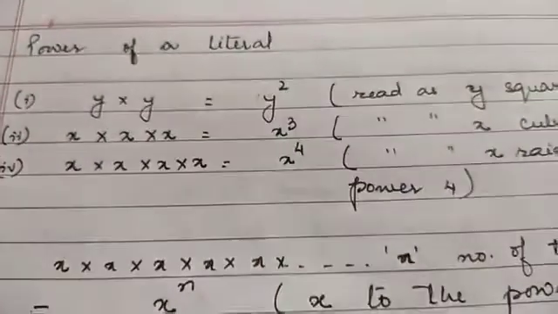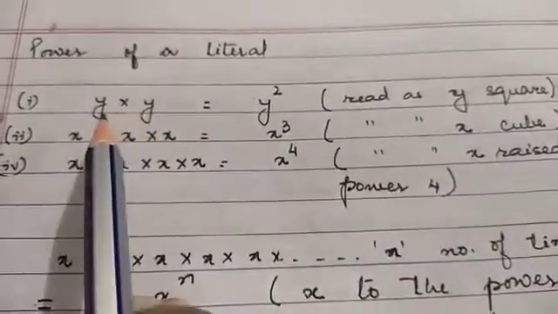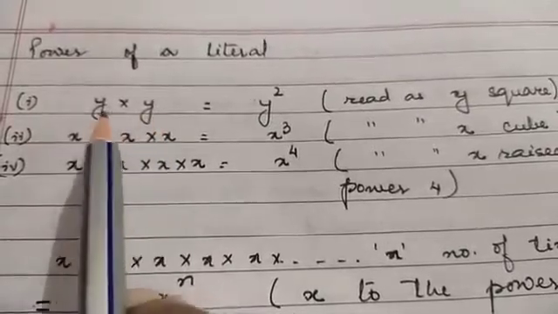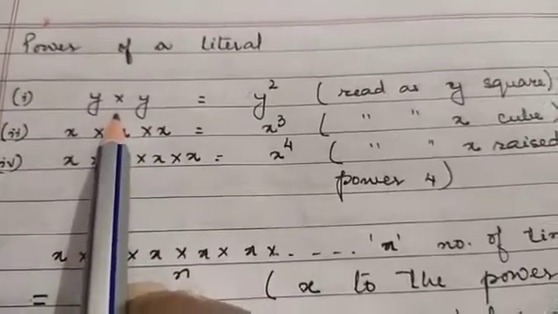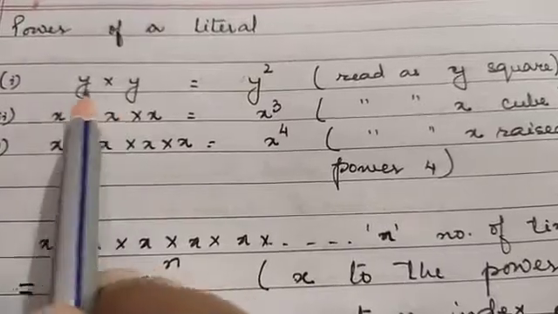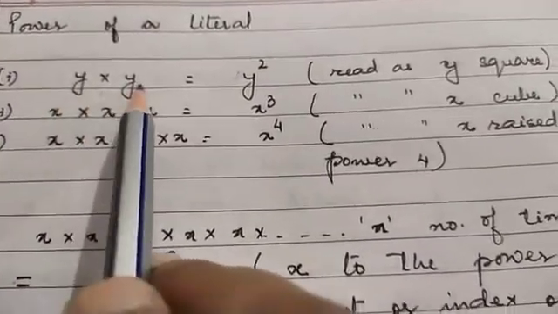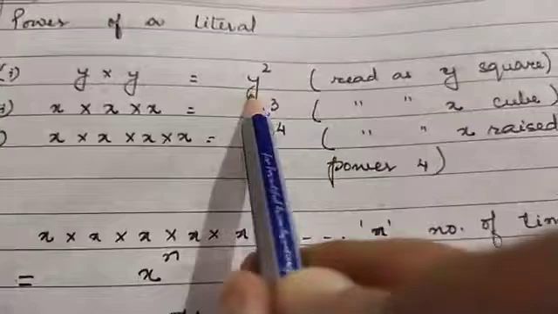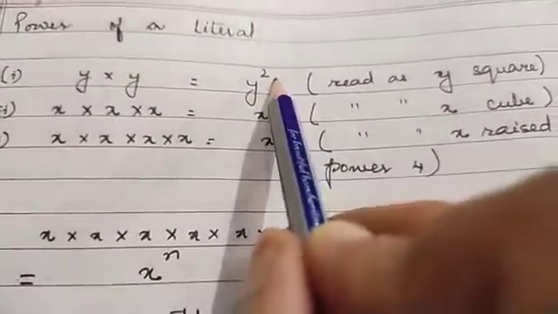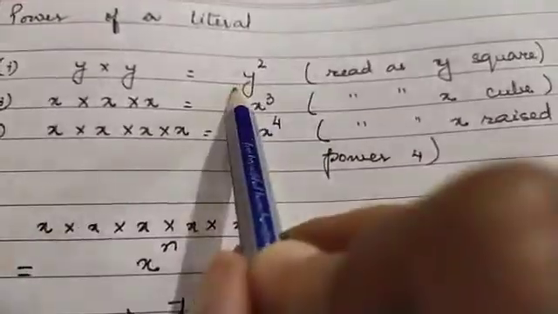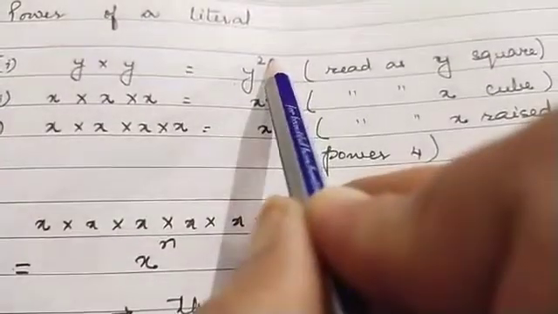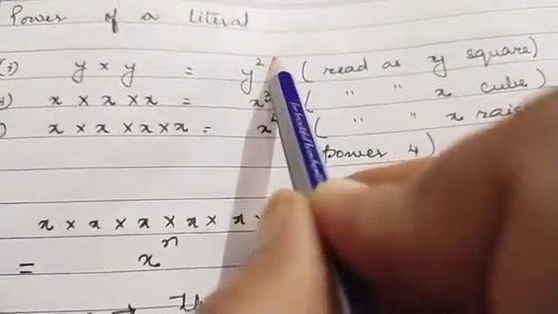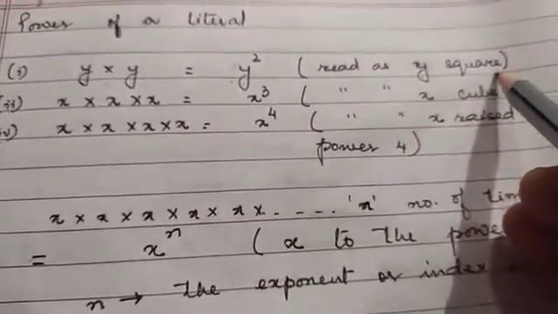Next thing we are going to learn here is the power of a literal. Suppose I have y into y. Mark the sign over here. This is multiplied, y being multiplied to y. That means y raised to the power 2. Y is being repeated how many times? It is being repeated 2 times, so it is read as y square.